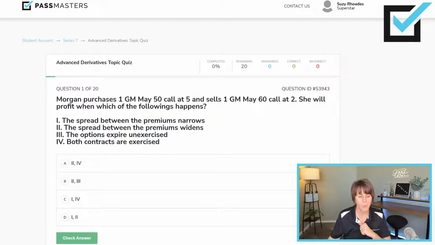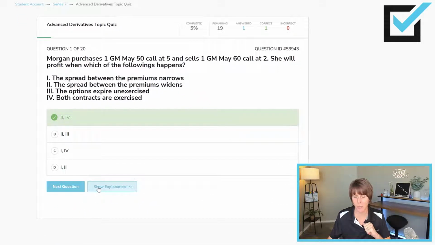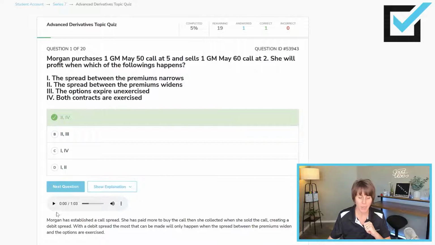So you click what you believe is the correct answer. Click check answer. You can click show explanation. I know I got it right because I got a green check mark. And then we have a written out explanation.